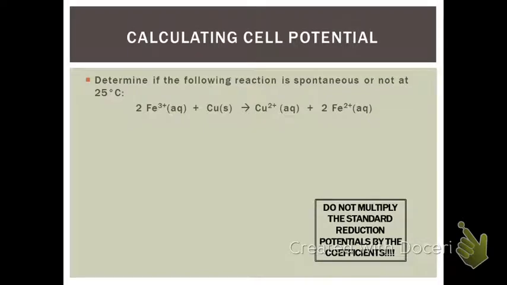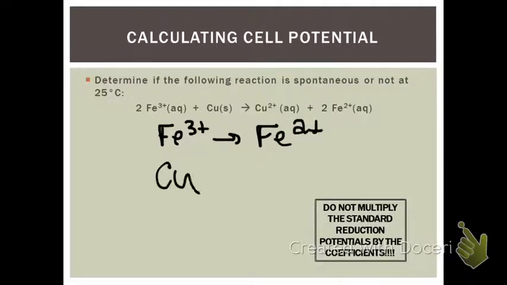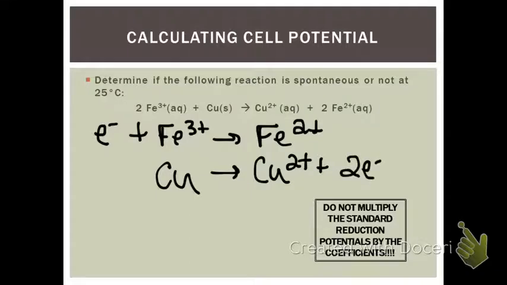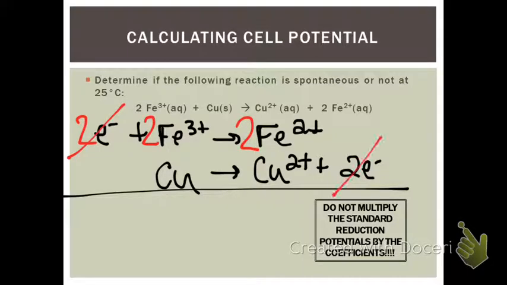Here's another one. Determine if the reaction is spontaneous or not. You have to match this reaction. So split it. Fe3+ goes to Fe2+, and copper goes to copper 2+. Now, there's no oxygen to balance, there's no hydrogen, so just charge. I've got to put an electron here, and 2 electrons here. Now, before I added them up, I would have to multiply this reaction by 2 because I would need these electrons to cancel.